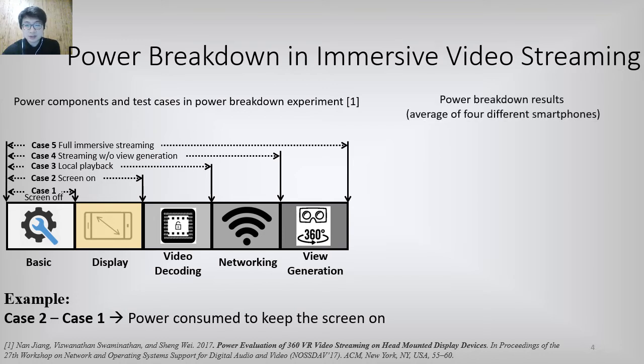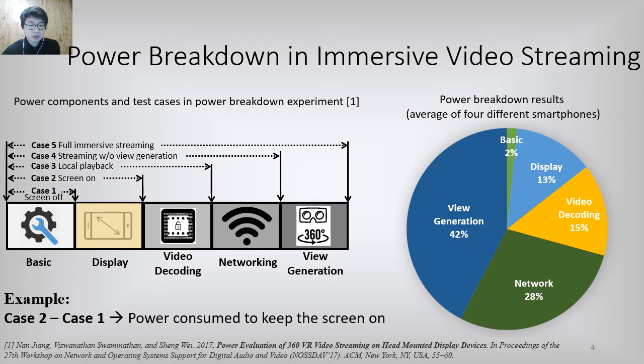By doing that, we finally come up with this pie chart, which tells us the percentage of each component in the system in terms of power. And we can see here, the video generation is the most power consuming component in the system.